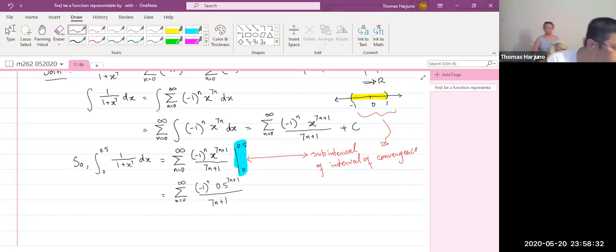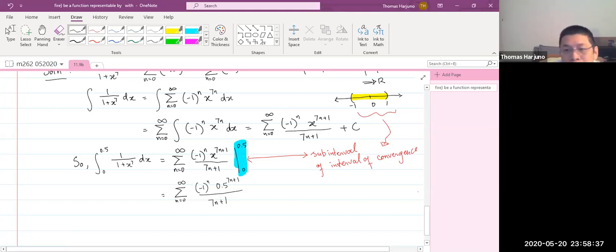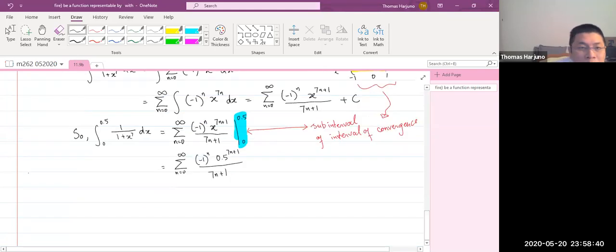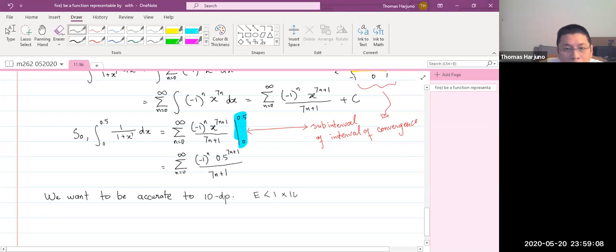Now you tell me then, how many decimal places you want this to be accurate? Let's say what we want to be accurate to, let's say 10 decimal places. Okay, in other words, the error is less than 1 times 10 to the negative 10. Okay, let's say that's what we want.